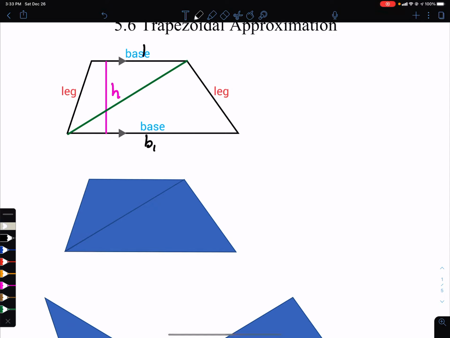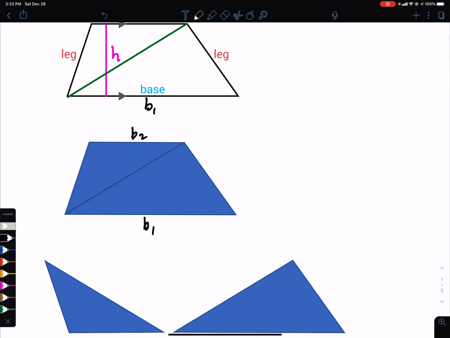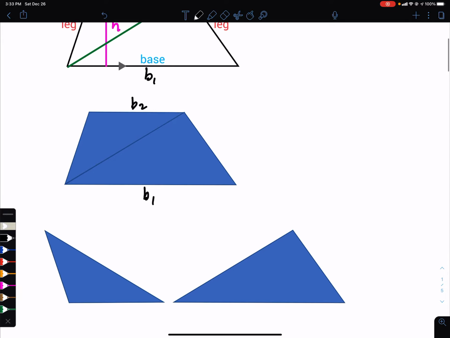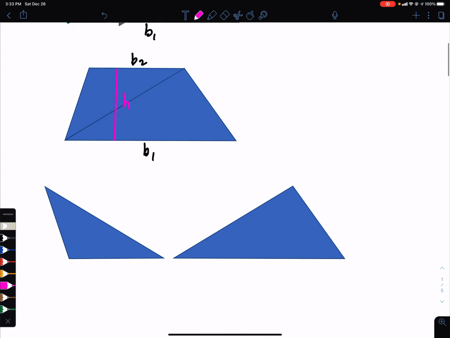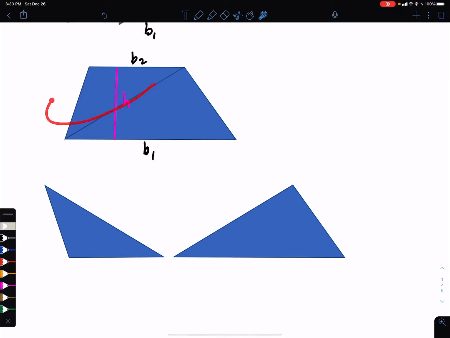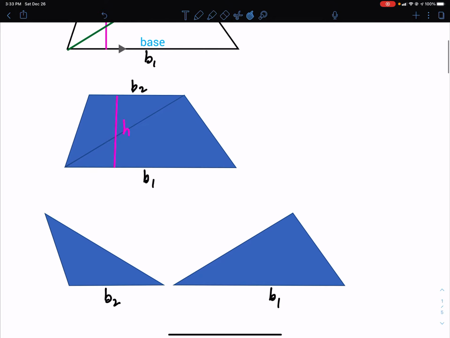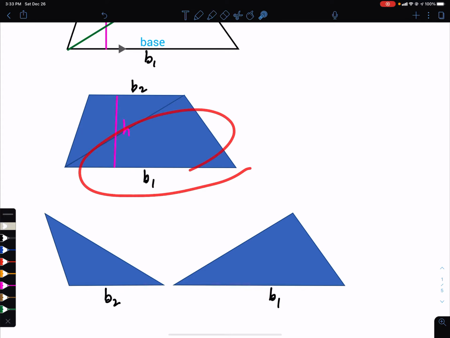Base 1 and base 2, since they're different. And don't forget, we still have a height. The height from top to bottom is going to be H. So I'm taking this one and flipping it to get that. So if you see that, this is base 2, and this is my original base 1. So this triangle here, I just moved it straight down here.